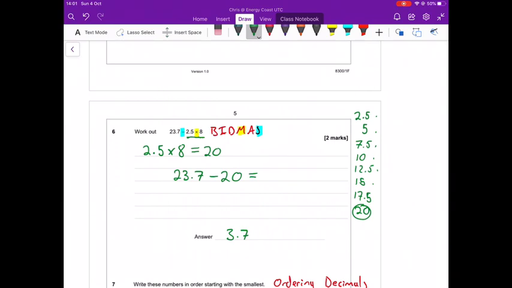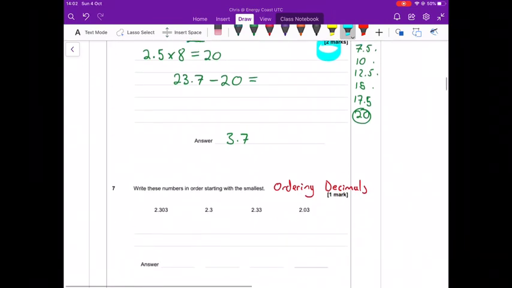If you do this without BIDMAS, so I do 23.7 take away 2.5, which is 21.2, and then I have to times that by 8. That's a really hard question, and they're probably not going to ask you that hard a question if it's out of 2 marks, okay? So use the BIDMAS and then do still left to right, 23.7 minus 20, 3.7, okay?